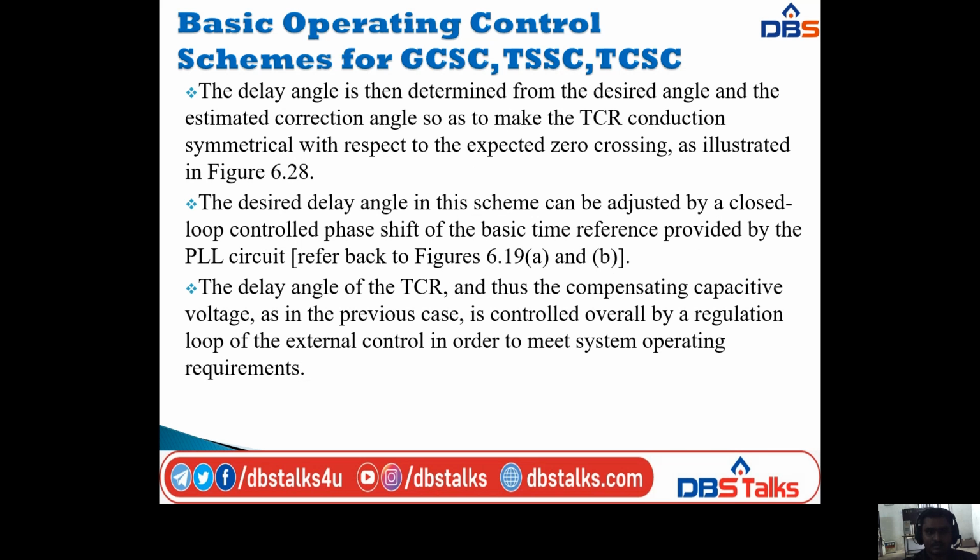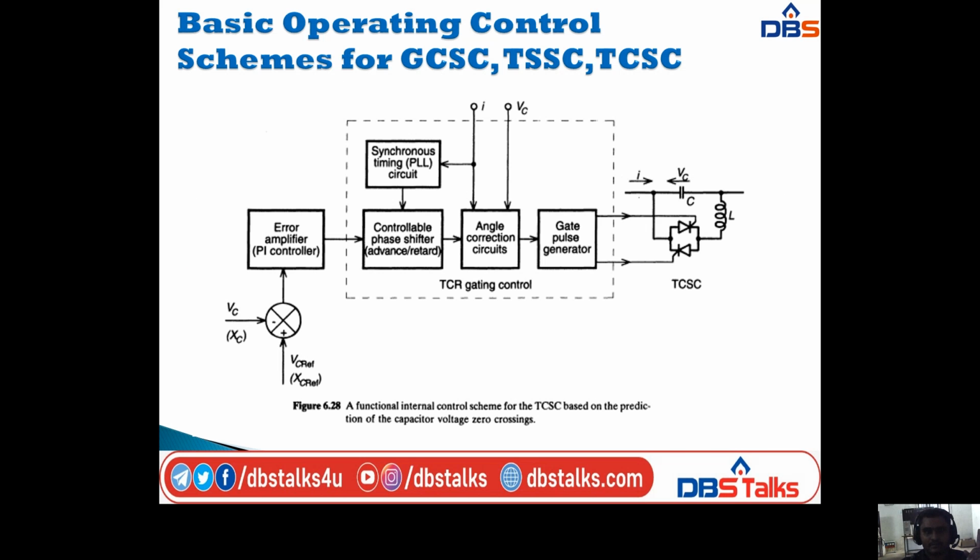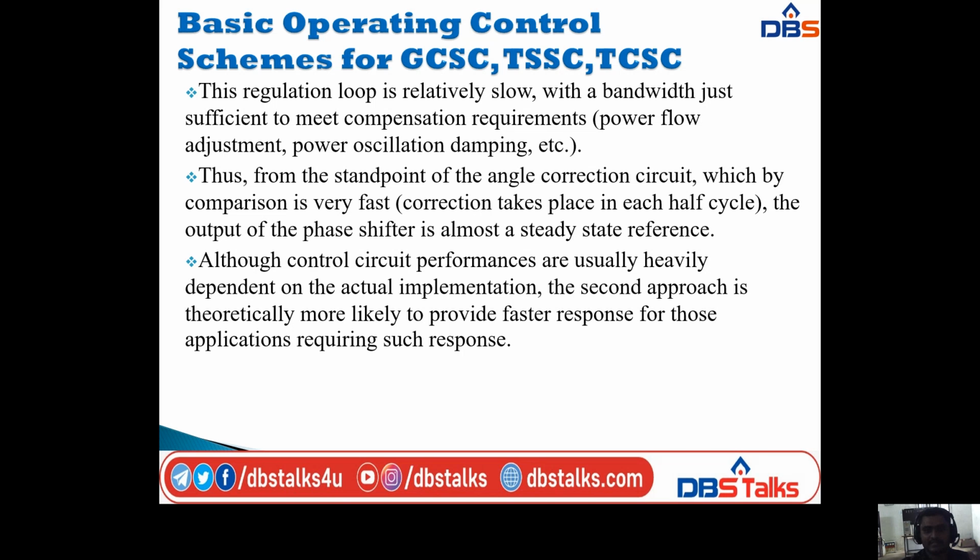The desired delay angle in this scheme can be adjusted by a closed loop control phase shift of the basic time reference provided by the PLL circuit. Refer to the previous one. The delay angle of the PCR, and thus the compensating capacitor voltage, as in the previous case, is controlled overall by a regulation loop of the external control in order to meet the system operating requirements. The regulation loop is relatively slow, with a bandwidth just sufficient to meet compensation requirements.